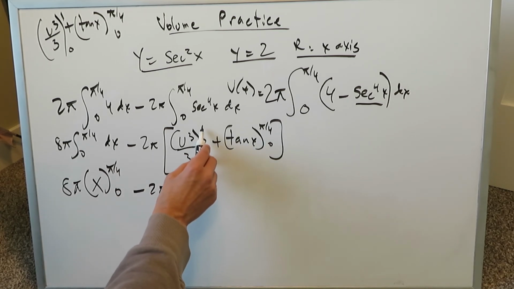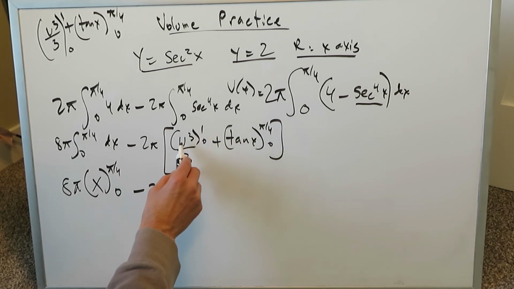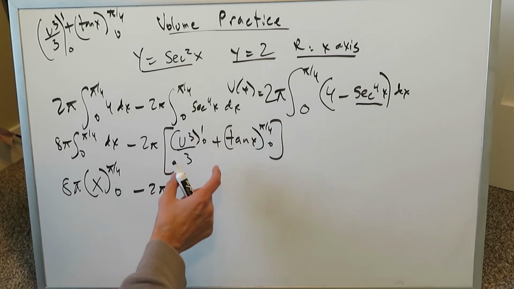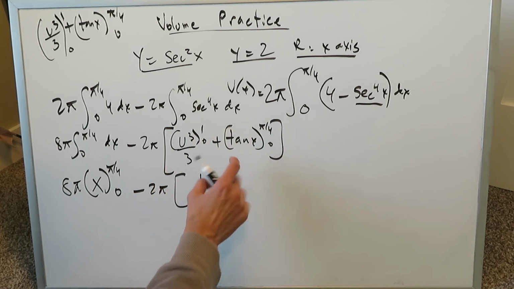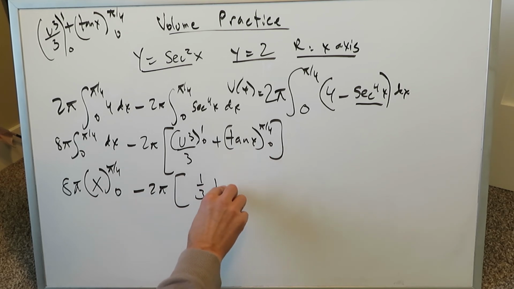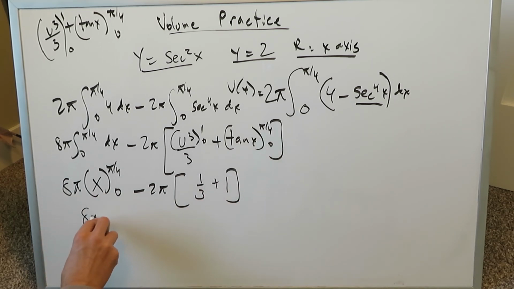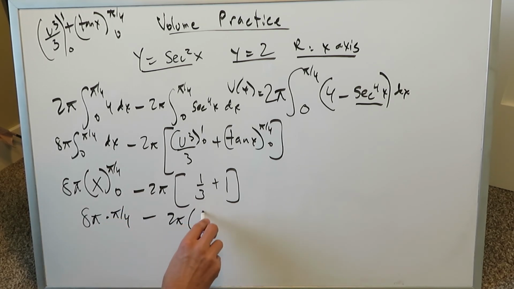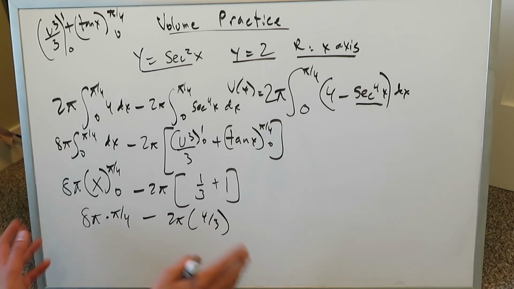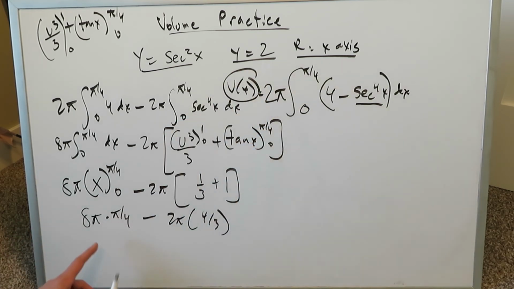Let's solve this out. You're putting an upper limit 1 and a 0. 1 cubed, 0 cubed, the difference of the two is just 1 over 3. Tan of pi over 4, tan of 0 is 0. This is just a 1 right here. This here is 8 pi times pi over 4. 0 is meaningless. Minus 2 pi times 4 over 3. This all is equal to the volume of the solid we've been looking at.